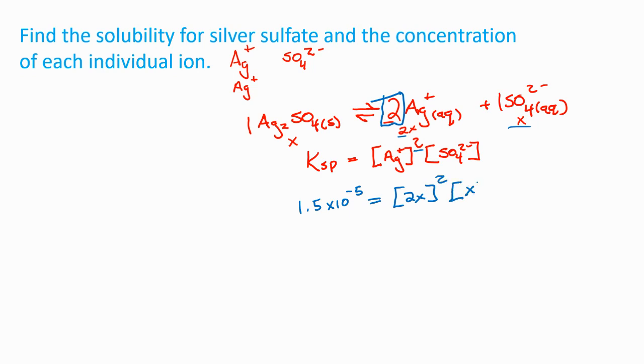If I've seen it once, I've seen it 1,000 times. Someone gets into kind of a hurry, their math gets a little bit sloppy. So be very careful here. 2x all squared is actually 4x squared, right? You don't just square the x, you square the 2 as well. So I have 4x squared here times x. Long story short, 1.5 times 10 to the minus 5 is equal to 4x cubed.